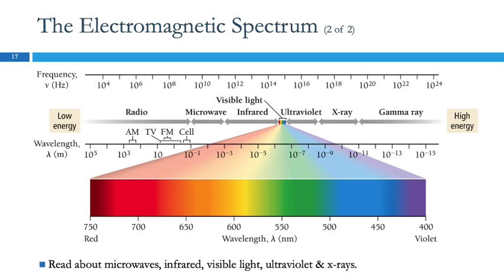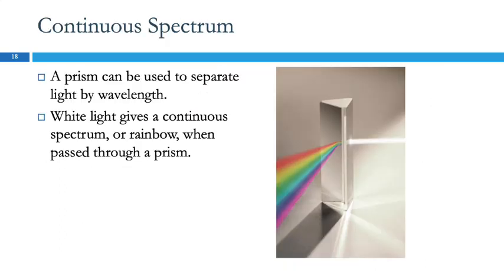So you should read about microwaves, infrared, visible light, ultraviolet, and X-rays. There's little blurbs in the textbook about that. And notice here we have that order again: red, orange, yellow, green, blue, indigo, violet, Lord G. Biv. So we can use a prism to separate light based on its wavelength. Different wavelengths will bend differently in the prism. And so from white light, we get a continuous rainbow or spectrum.